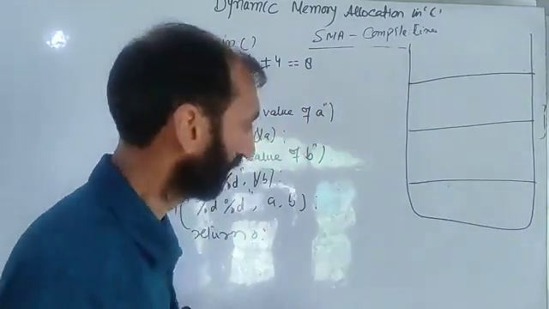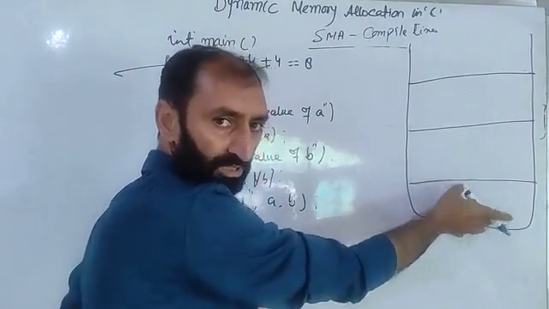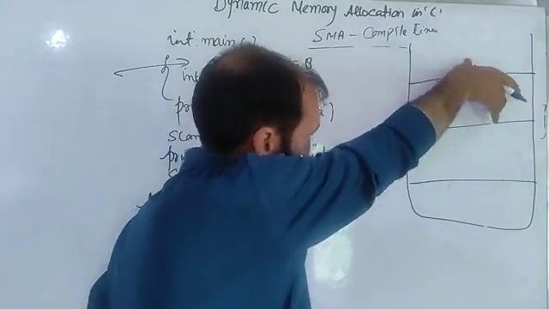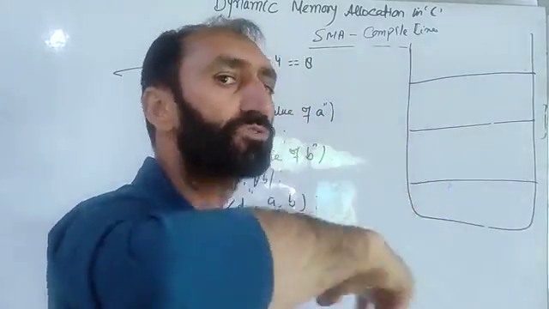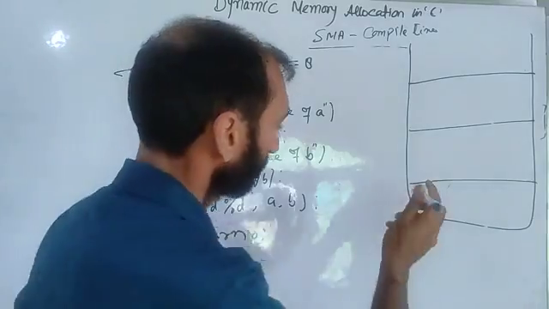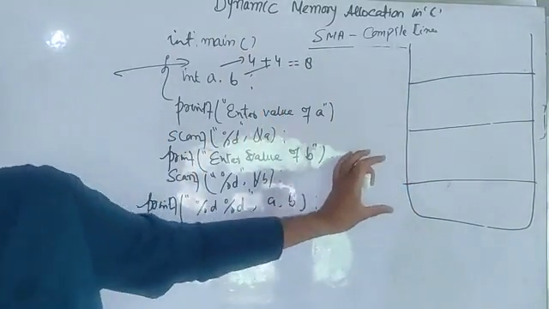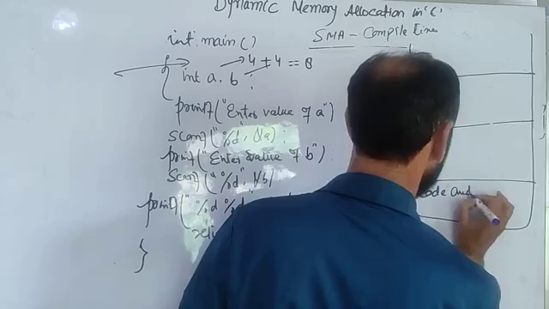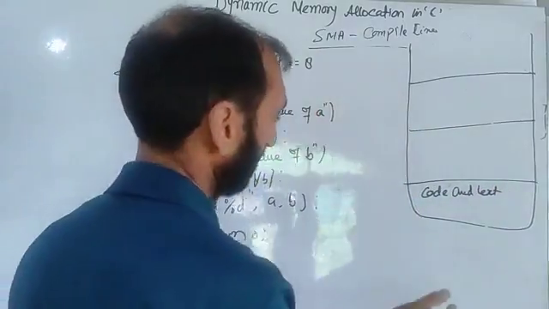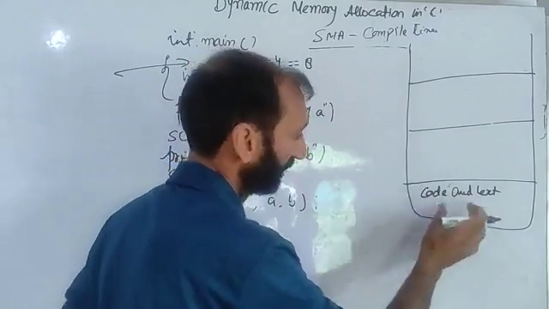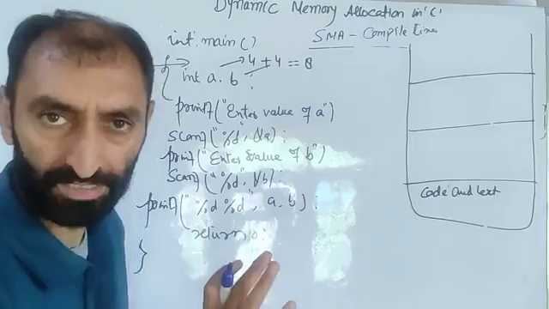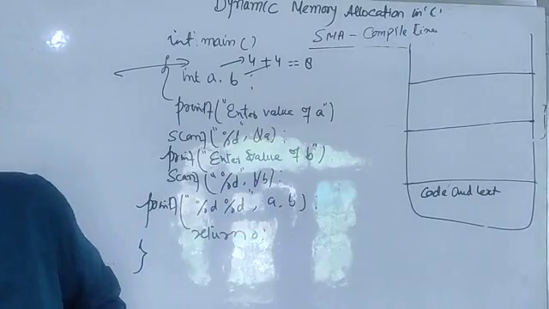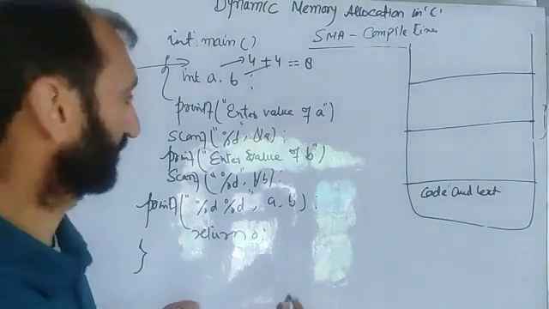Actually, this memory is divided into four parts. Whenever memory is allocated for any program, there are four different portions of the memory from where it is allocated. The first one, this small portion, is for code and text. Whatever code I am writing, the memory for that is allocated from this portion. The second portion is for the global and static variables.